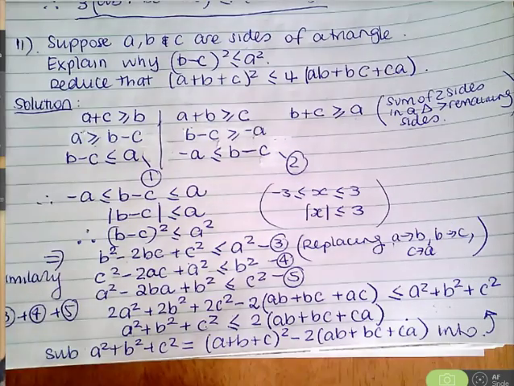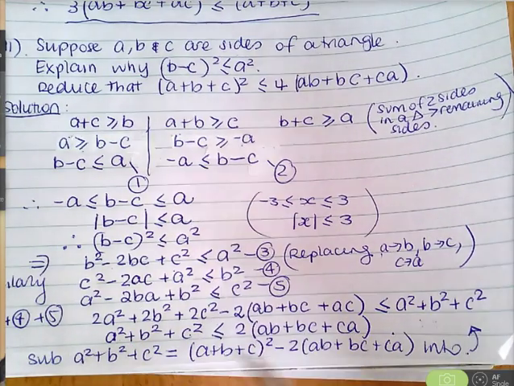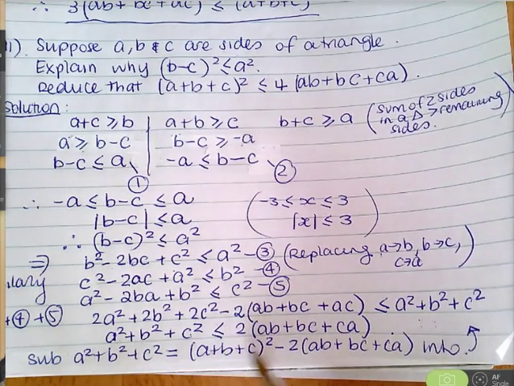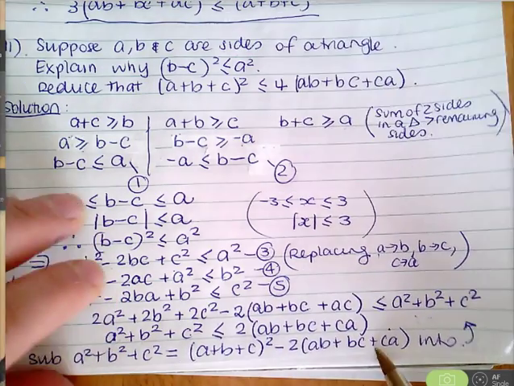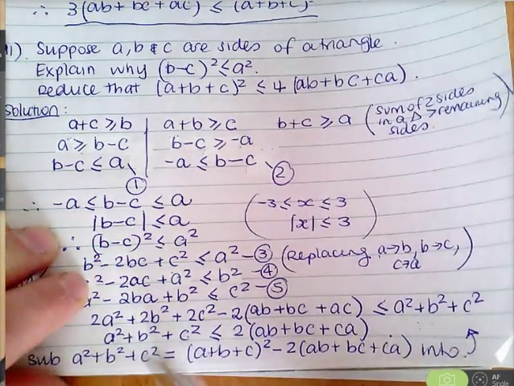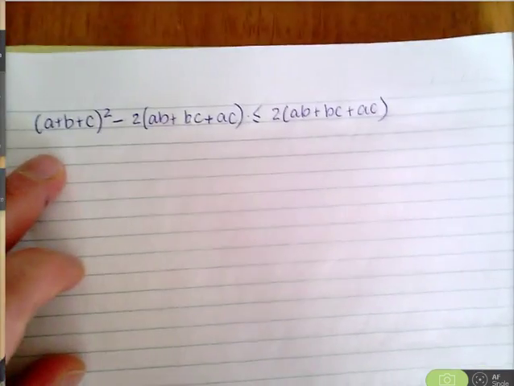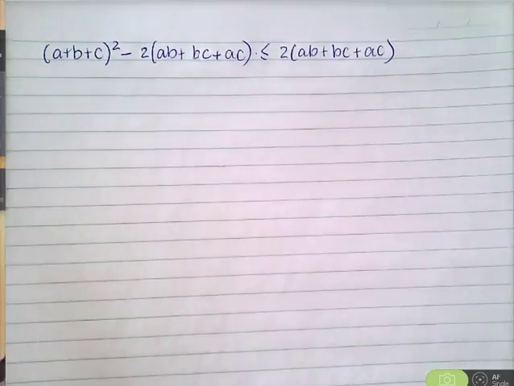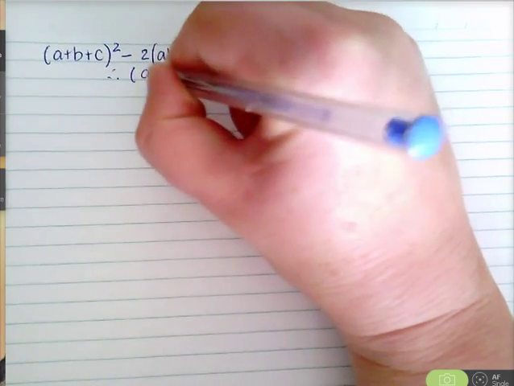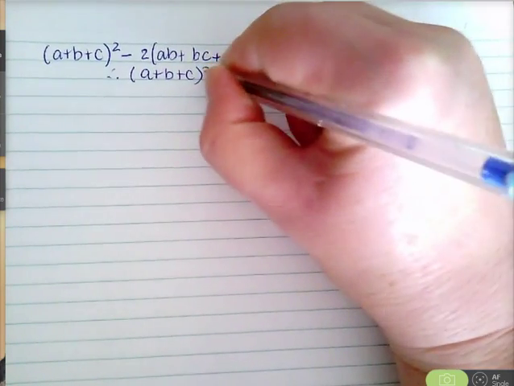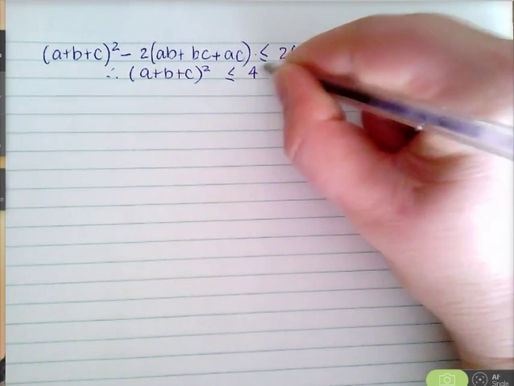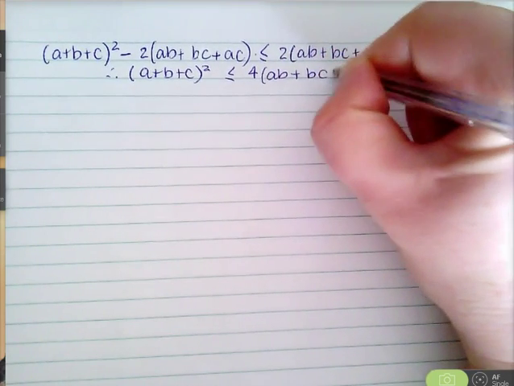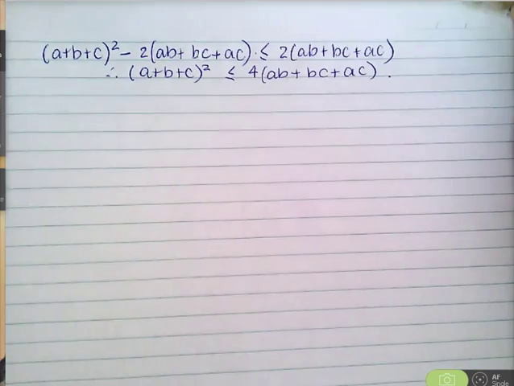Using A squared plus B squared plus C squared equals A plus B plus C all squared minus 2 lots of AB plus BC plus CA in the line above, we get A plus B plus C squared minus 2 lots of AB plus BC plus AC is less than or equal to that. And then just taking this over to the other side, we've got that A plus B plus C all squared is less than or equal to 4 lots of AB plus BC plus AC, as required.